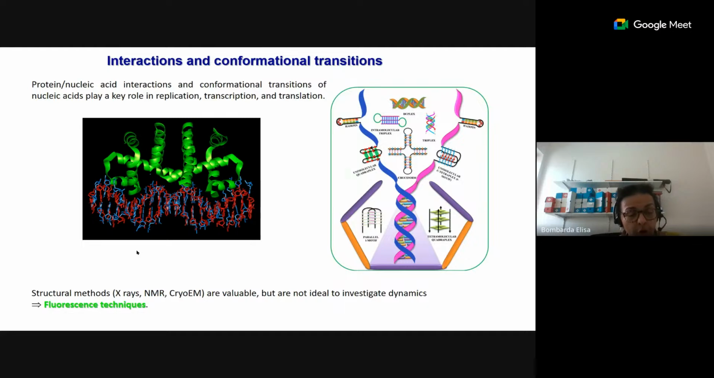Good. So, is it clear, what I said? It's a very, very short overview of an essential mechanism of life, but enough to make you aware of the importance of these molecules, and also of the fact that the interaction between protein and nucleic acid is fundamental. Then also conformational transitions, because they play a key role in all these processes.